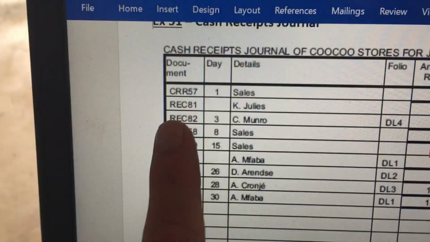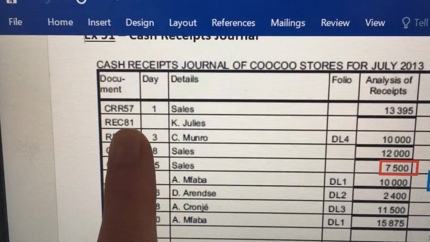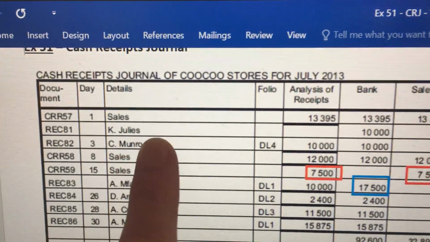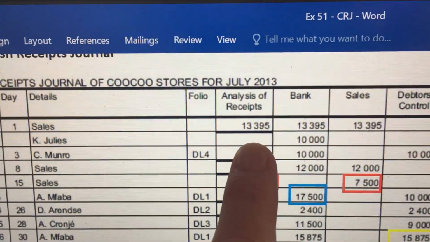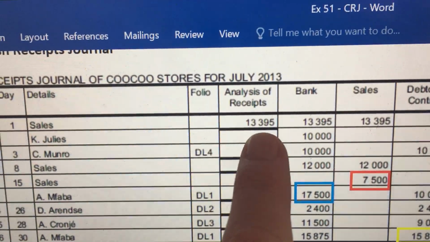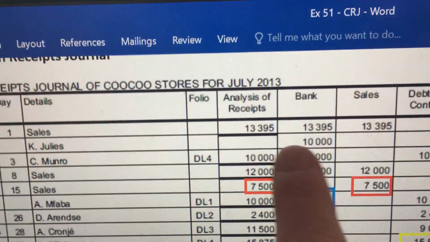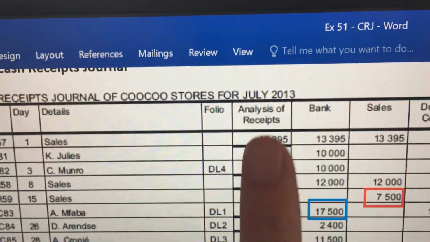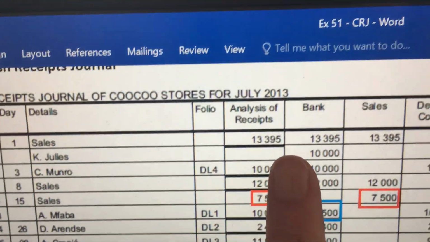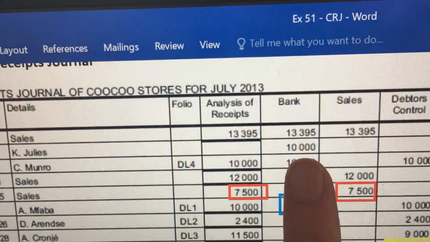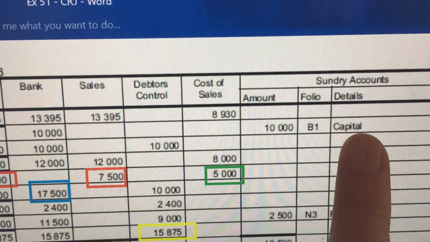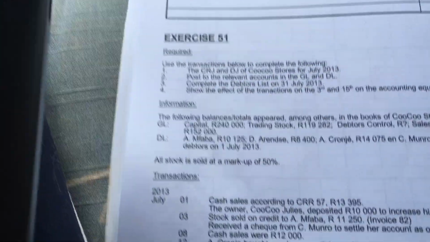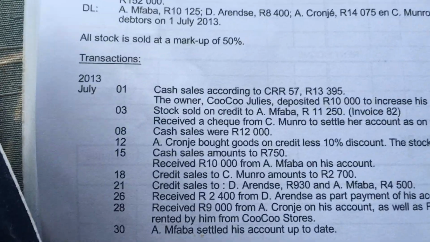But they did say that the owner wanted a receipt, so we issued a receipt. We received money from the owner. Maybe some of you put it in analysis of receipts. That's fine. If you did that, make sure you add it up so you have 23,395 in bank. If you didn't put it through the till, you've got to put the 10,000 into bank and into sundry for capital.